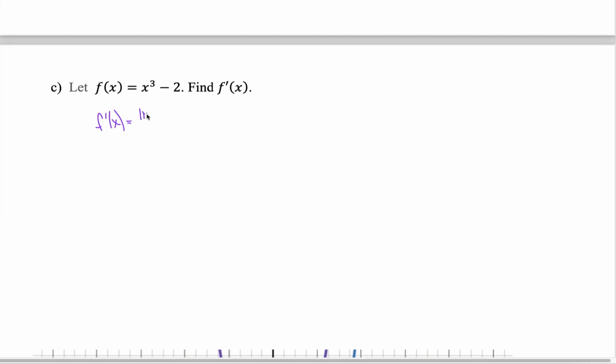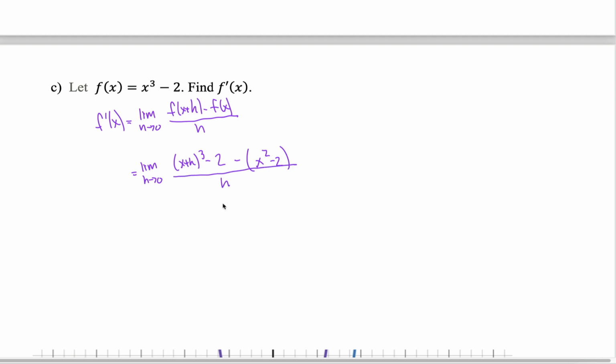f prime of x is the limit as h approaches 0 of f of x plus h minus f of x, divided by h. I got f of x, so I can figure out f of x plus h. It would just be x plus h cubed minus 2. And from that, I want to subtract f of x, which is x cubed minus 2. Be careful with your parentheses. We got two terms, so we need the parentheses to make sure we subtract them both. Divide that entire thing by h.